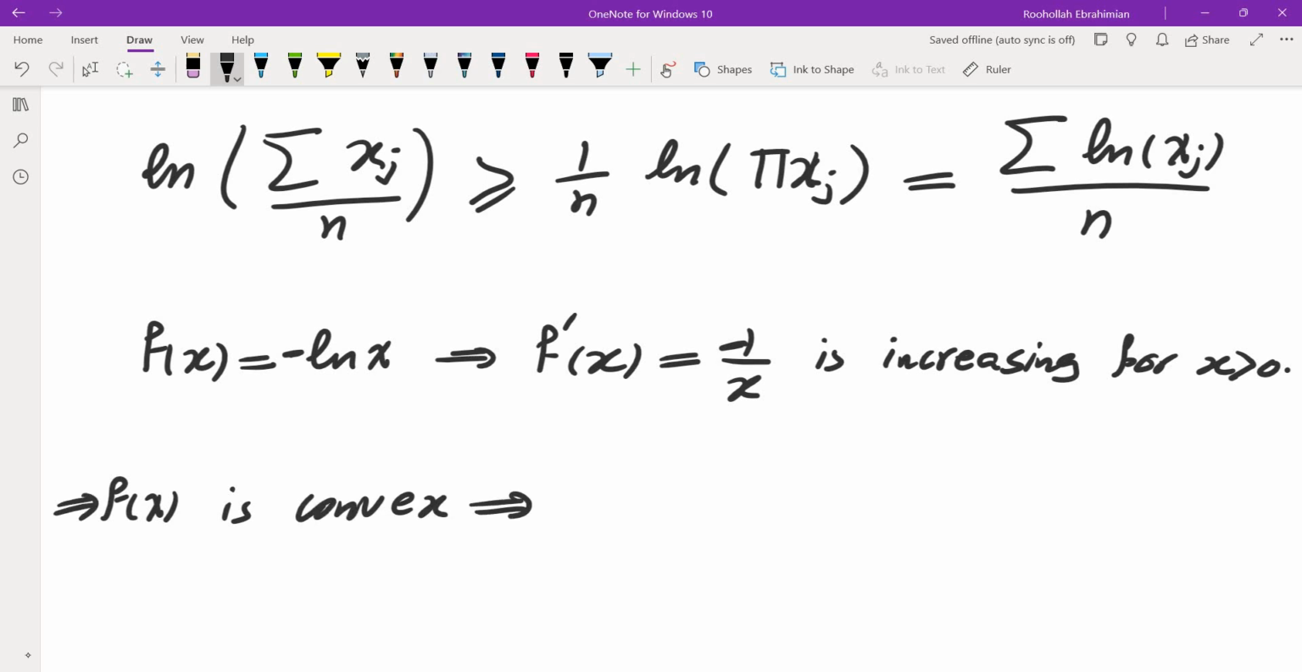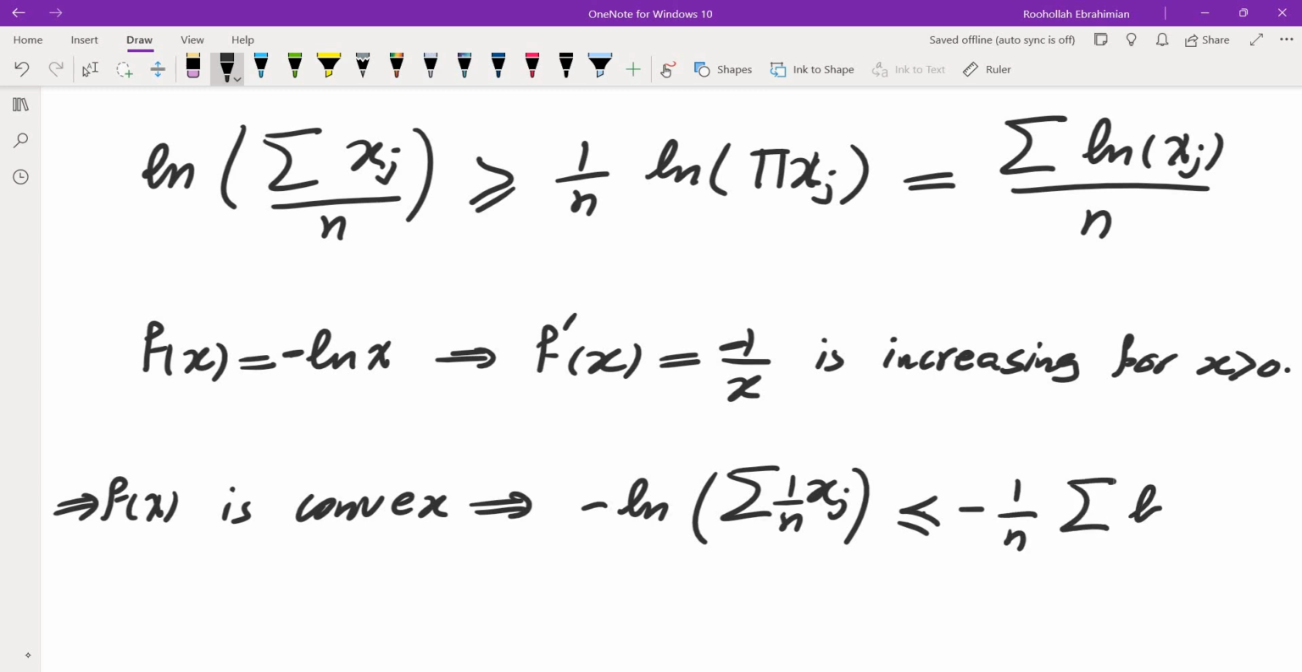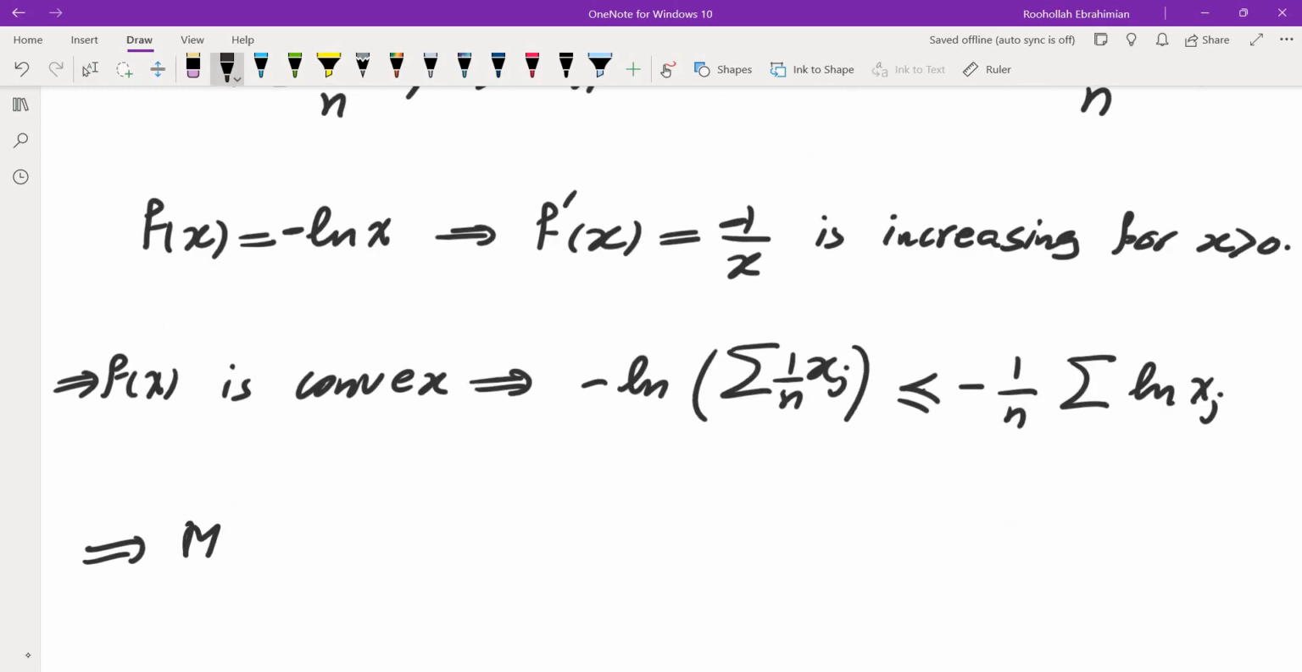This means that if I take minus the natural log of the sum of xj times some weights, in this case I'm going to choose the weights to be 1 over n, this would be less than or equal to minus 1 over n times the sum of the natural log of xj. Then multiply by a negative sign, flip the direction of the inequality, raise e to the power of both sides, and you get AM-GM. So this implies AM-GM.